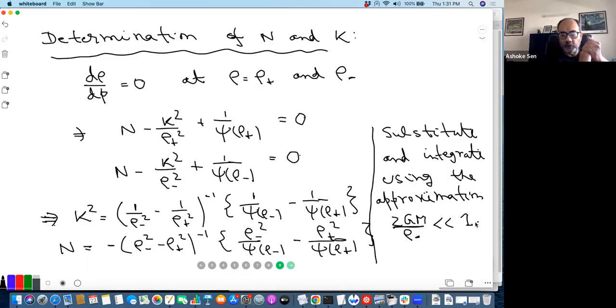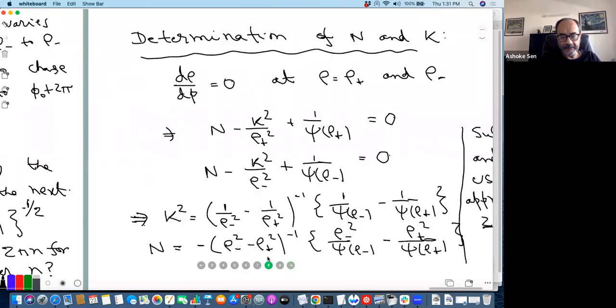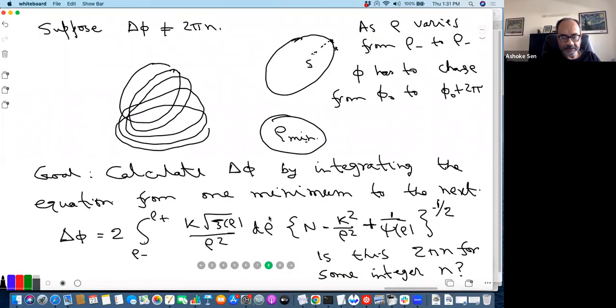For example, for planetary motions, as we saw, 2GM is like 3 kilometers, and certainly the closest distance the planet goes to the sun is much larger than 3 kilometers. So it's a valid approximation to use. And using this approximation, we will try to carry out the previous integral. But this I think I'll do tomorrow, next time.